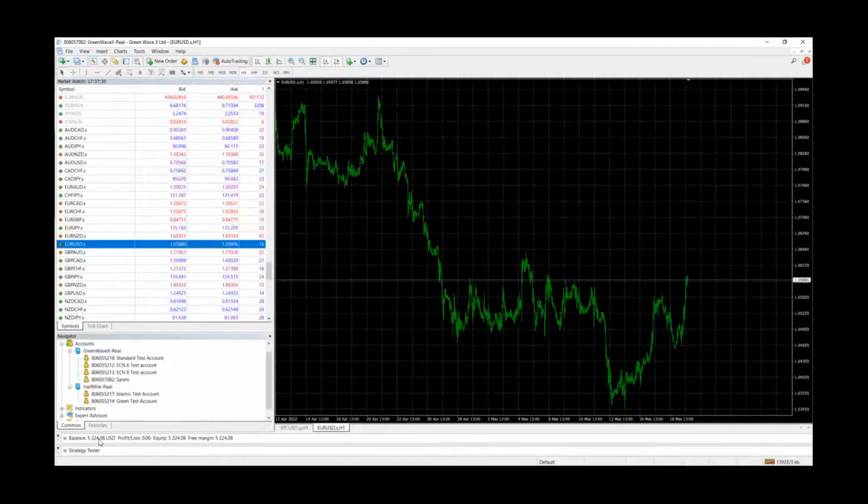So this is showing a balance of 5,224, profit, loss, equity, margin. Can you see? Now, the free margin is the same thing as the equity and it's the same thing as the balance. What is the reason? Who can tell me why our balance, our equity, and our free margin at this current time are all the same? Why? Can someone tell me quickly?